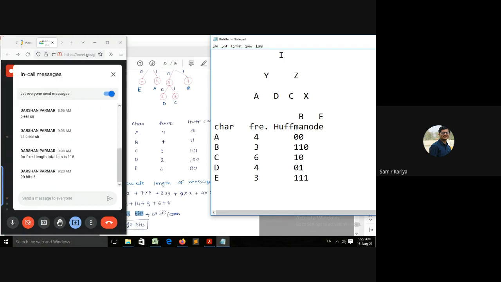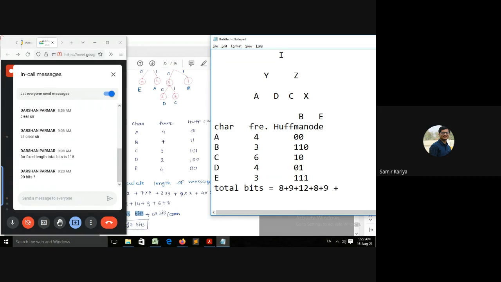Now just simply count the number of bits. So total bits is equal to 20, or you may simply count it this way: 4 into 2 is 8, 8 plus 9, 3 into 3, then 12, again 8, then 3 plus 3 is 9. That's the total bits, or you may say that's the message.